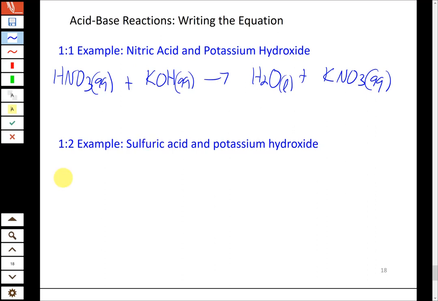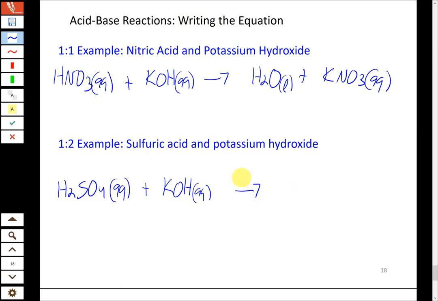So if we have sulfuric acid, sulfate is SO4 2-, so the formula for that acid is H2SO4. We need two H+ to balance the charge on the anion. Then we still have potassium hydroxide, which is still KOH, same as above. And so now let's think about how to balance this. Now there's a few ways we can balance it. Again, the products we can write out first if we want to.